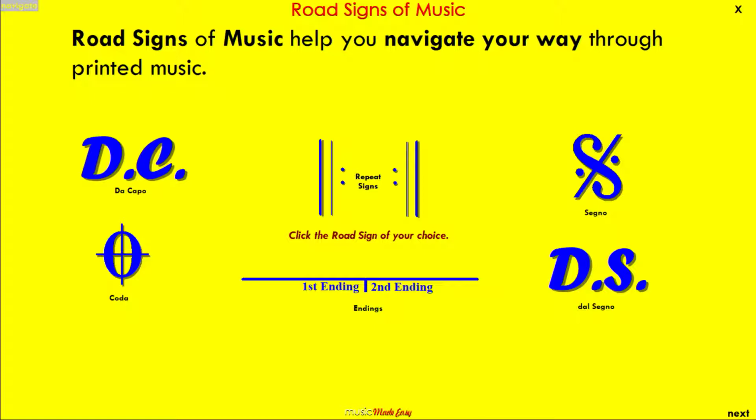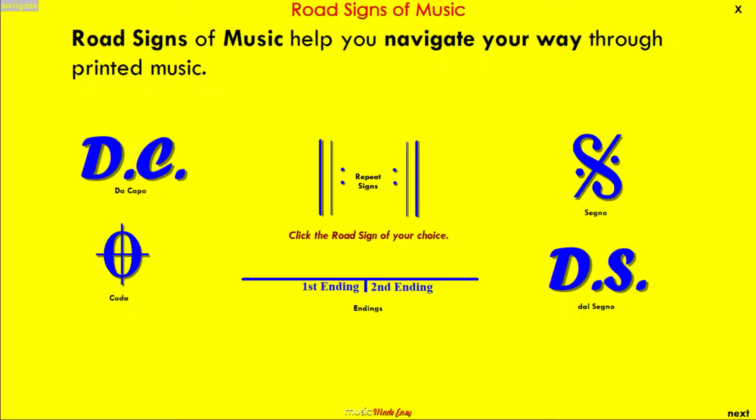I recommend that you always familiarize yourself with a piece of music before you start. One of the first things to do is glance through it to find the road sign markings and make a mental note of them because they're going to guide you through the music.